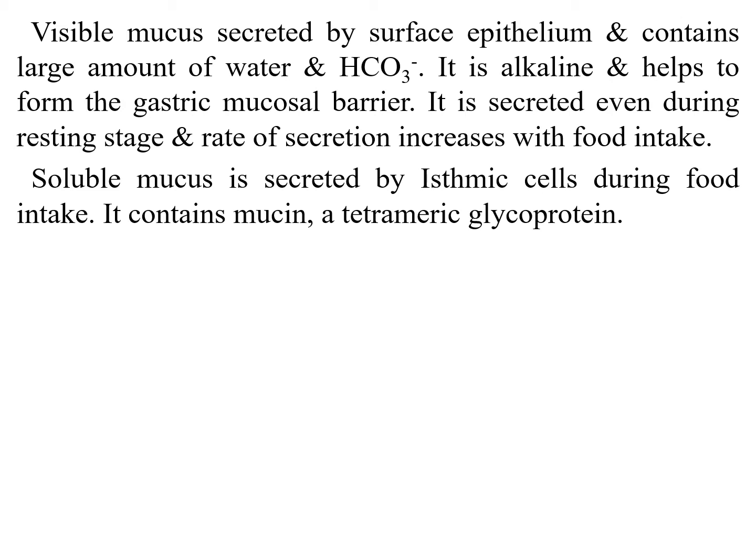The soluble part of the mucus are the different proteins, and they are mainly secreted by the isthmic cells of the gastric glands. Their secretion has been found to increase with food intake and comes down when the stomach is at rest. It contains one protein, which is mucin. It is a tetrameric glycoprotein, and also another form of peptide known as trefoil peptide.